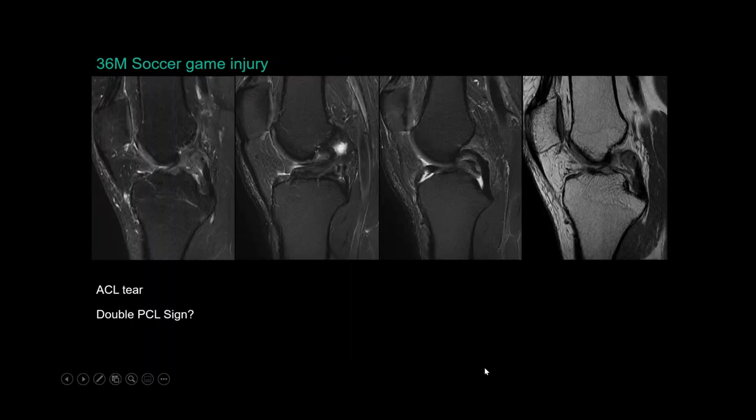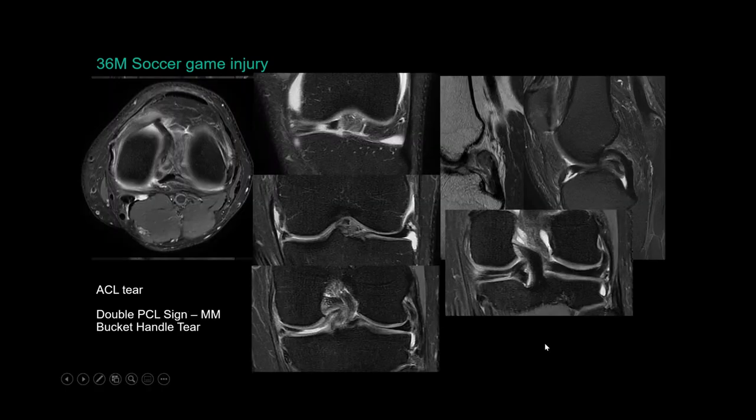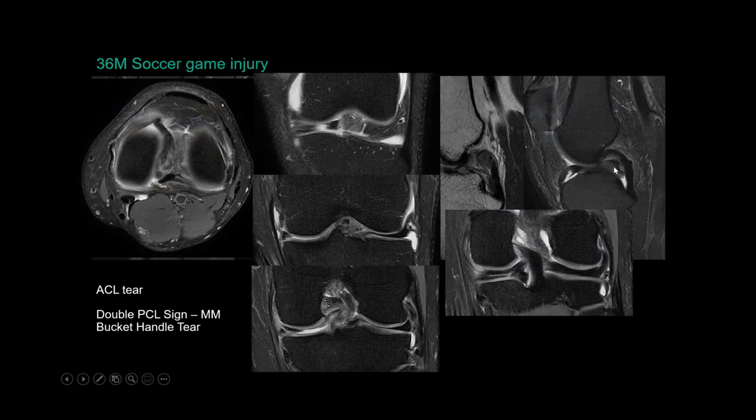Okay, so moving swiftly on, this 36-year-old sustained injury during a soccer game, and you can see definitely an ACL tear, but what looks to be a double PCL. So double PCL means that there is going to be a bucket handle tear, either of the medial or lateral meniscus. Okay, so here you can see the flipped aspect of the bucket handle tear from the medial meniscus, and on the axial there, where it has come from the posterior horn, flipped forward anteriorly, right, and is causing some form of impingement.